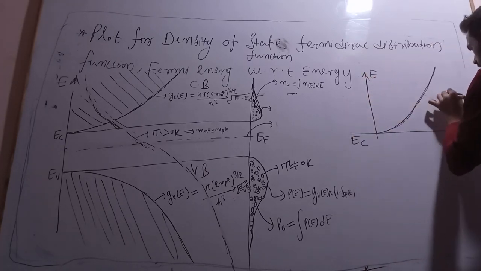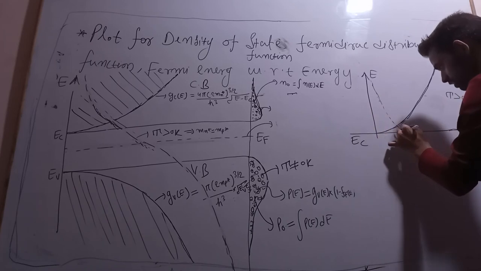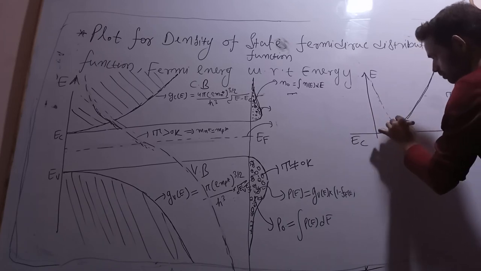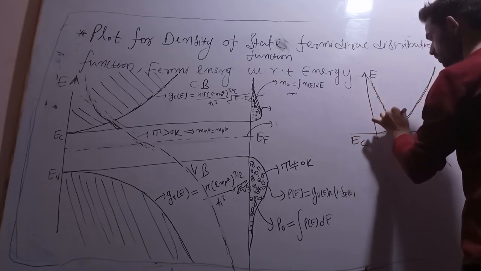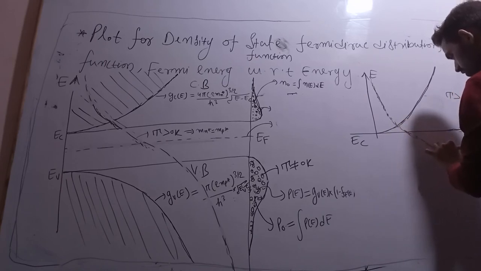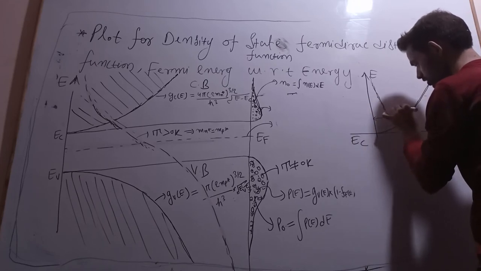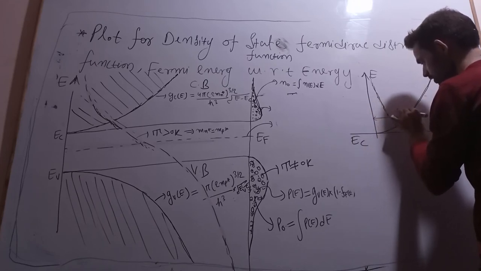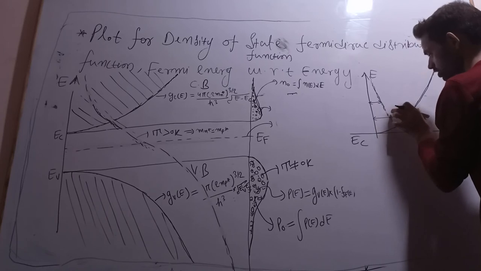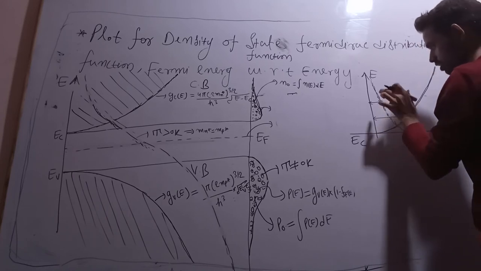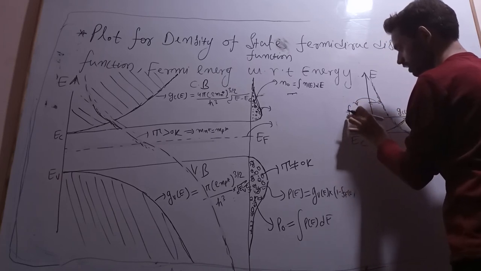this is under temperature greater than 0 Kelvin, and this is my Fermi energy level, somewhere like this. Now, if you see here, this curve is nothing but GC of E, the density of quantum states. And this is nothing but F of E. Yes, this is the Fermi-Dirac distribution function, the probability.